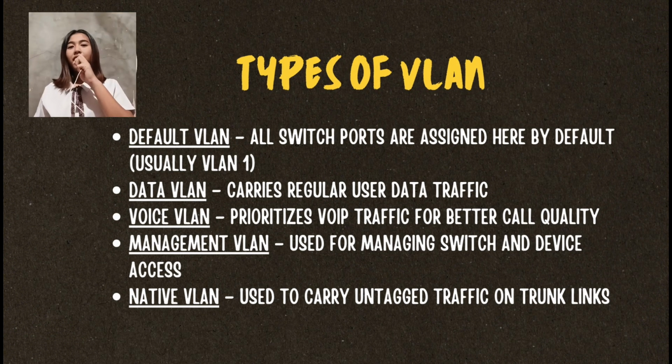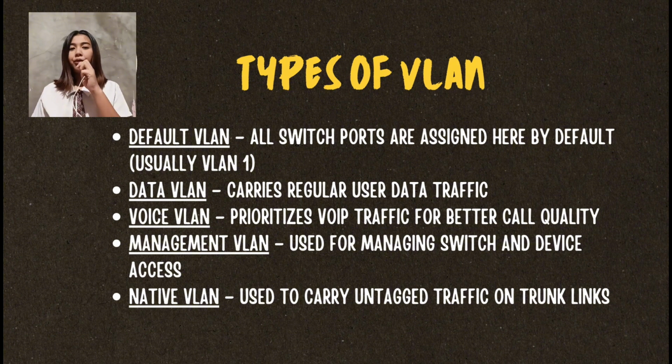Types of VLAN. There are several types of VLAN, each serving different purposes. Default VLAN: by default, all switch ports belong here, usually VLAN 1. Data VLAN handles everyday user traffic such as email, browsing, and file transfers. Voice VLAN is optimized for VoIP to ensure high call quality with minimal delay. Management VLAN is dedicated to switch and network device management, ensuring security for administrative access. Native VLAN is used to carry untagged traffic in trunk ports, acting as a default path for unmanaged data.